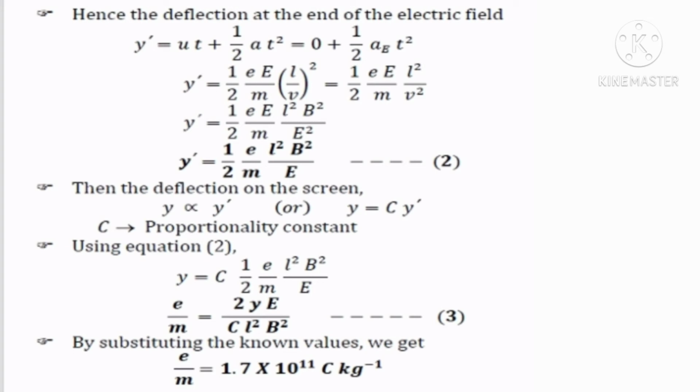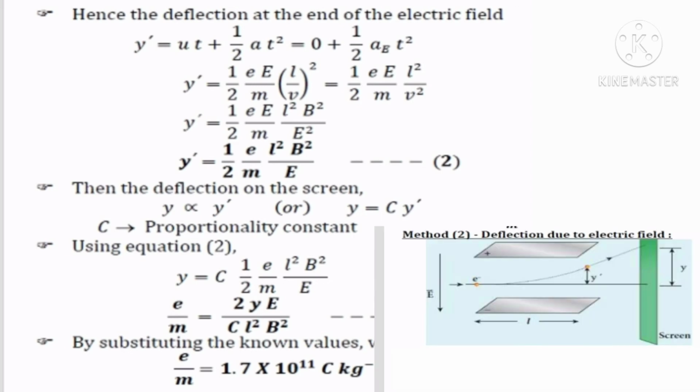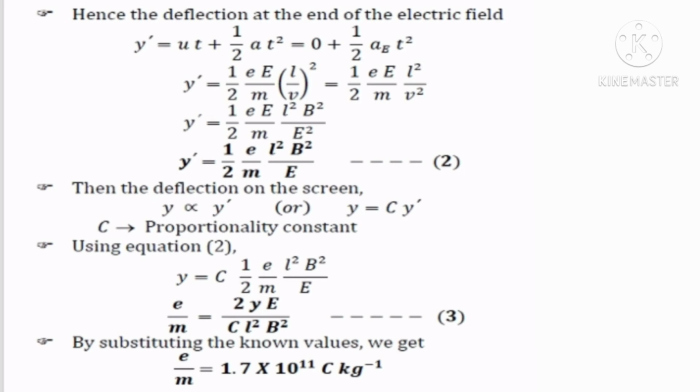Hence the equation can be written as y dash is equal to half into e by m into L squared B squared divided by capital E. This is equation number 2. Then the deflection on the screen can be written as y is directly proportional to y dash, where y is equal to what? C into y dash. Here C is nothing but the proportionality constant.